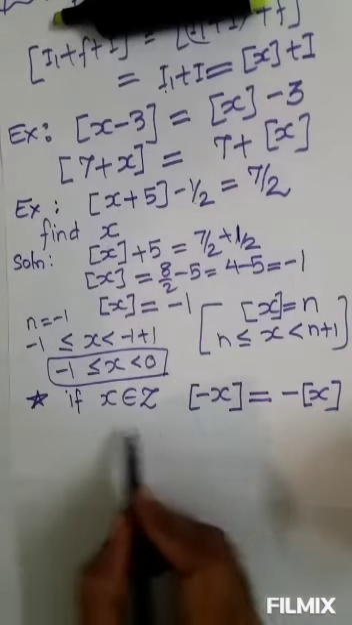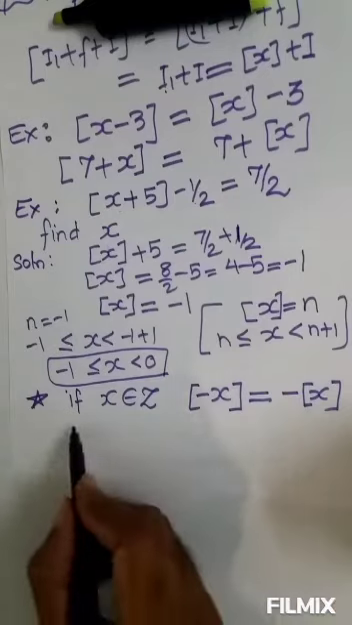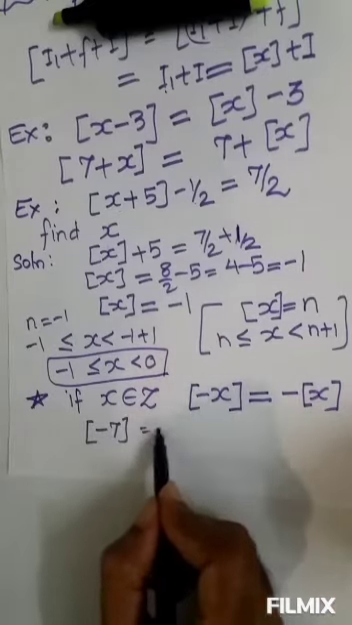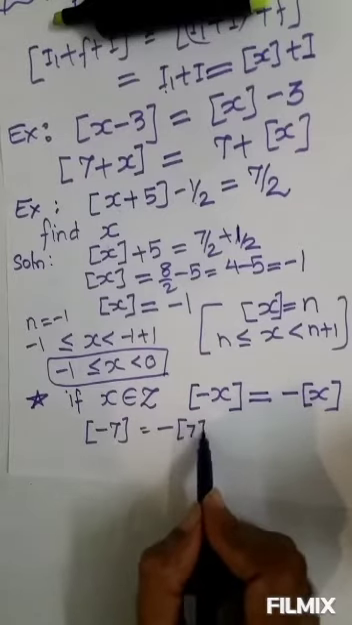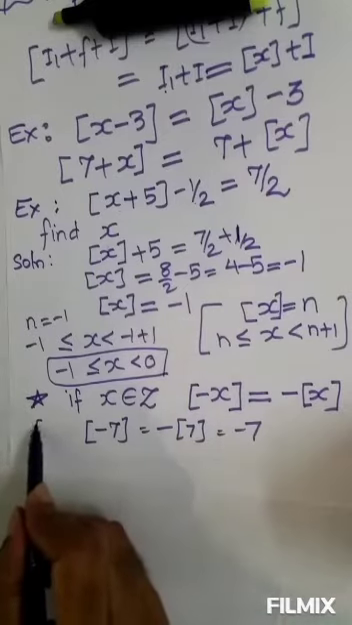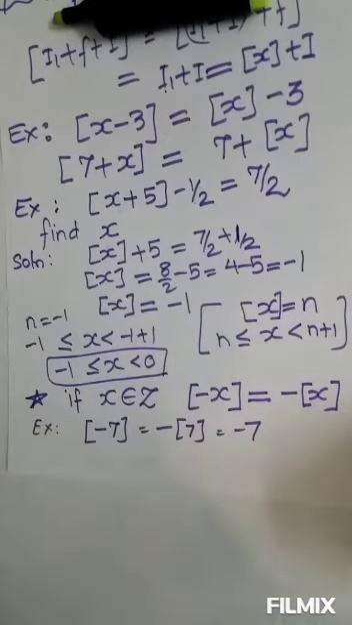So the answer is yes. This is an identity. If you take any example, minus 7 is equal to minus of 7, minus 7 only. So it can be proved easily.